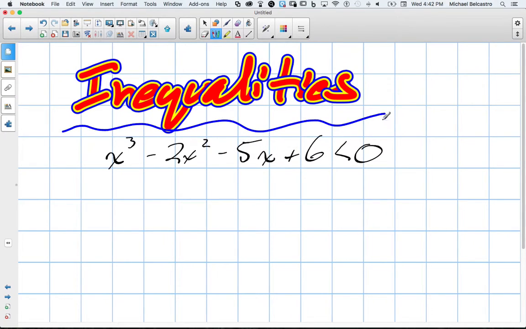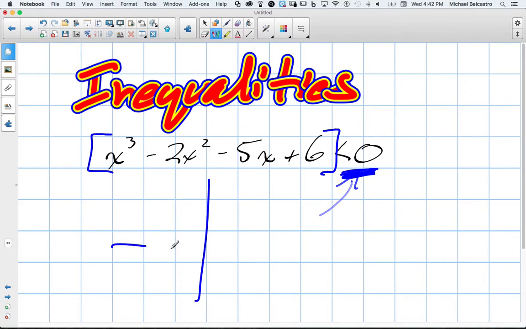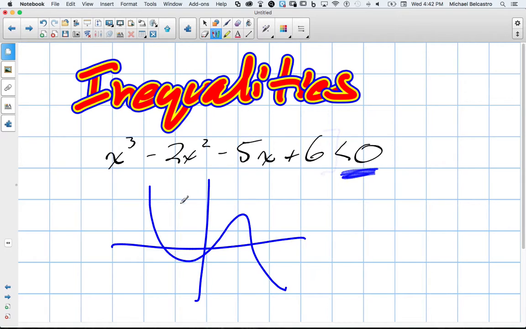So we're going to work with inequalities. We're going to try to figure out when this function is less than the value of 0. So we have some cubic function. It probably does something like this, or it kind of does the complete opposite like this. We just don't know what exactly it's doing right now.